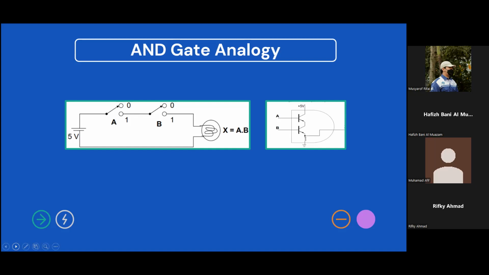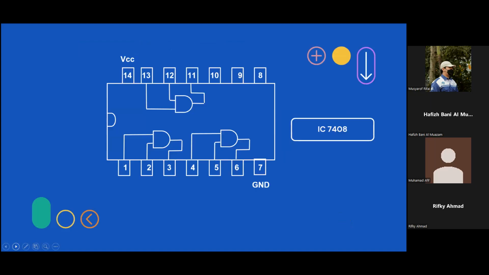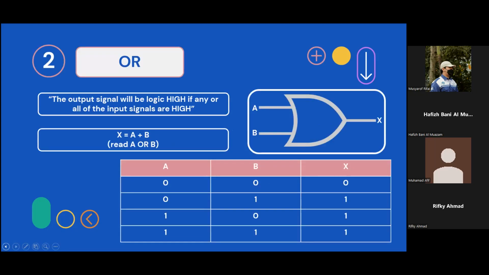Next, the example of the IC that uses the function of the AND gate is IC 7408, as shown in the figure in the presentation. So next, Azam will explain about the OR gate. Thank you.